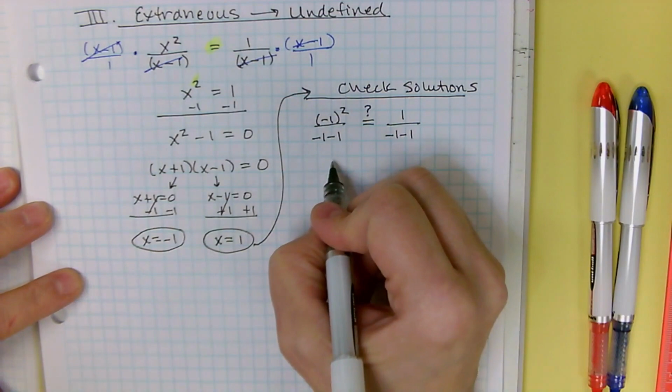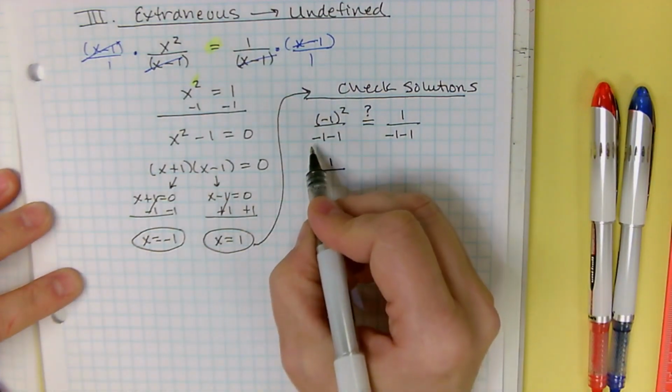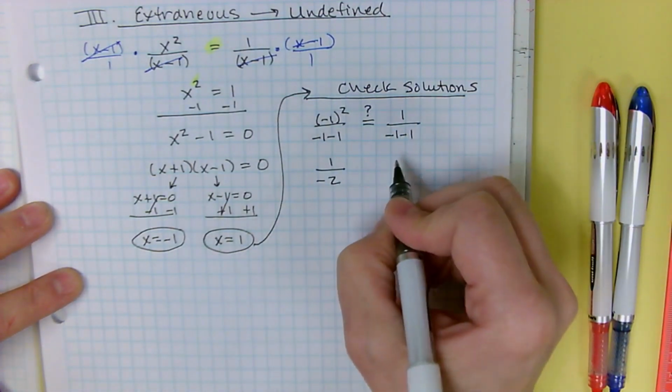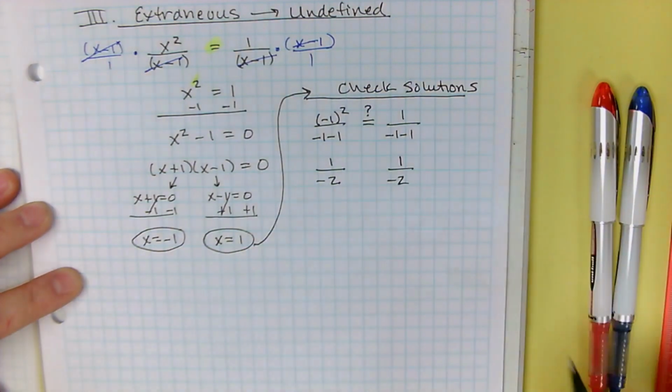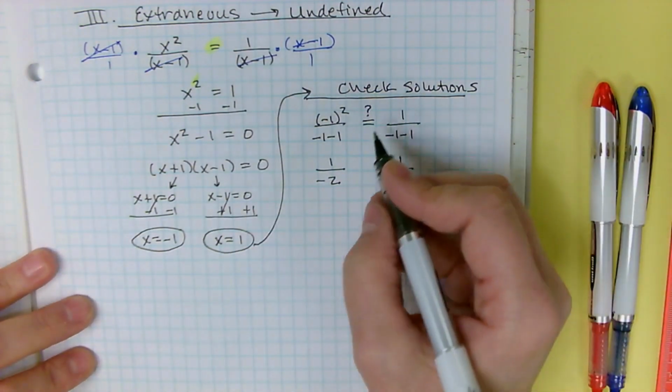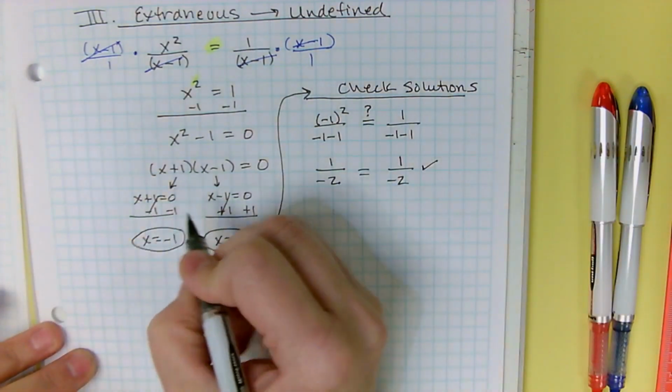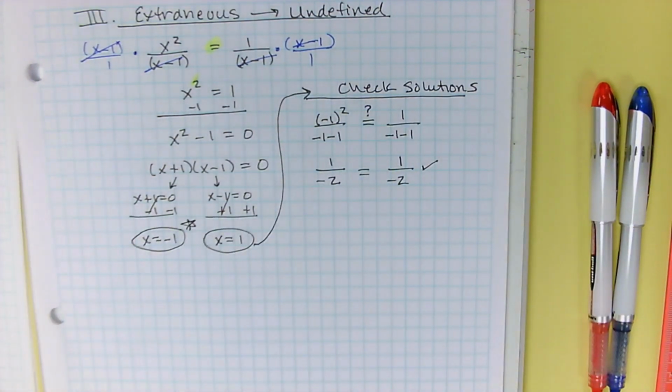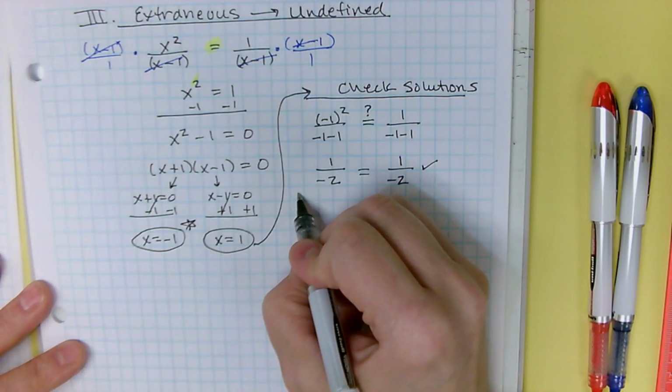Negative 1 times negative 1 is positive 1. And negative 1 minus 1 is negative 2. So yeah, I'm getting the same on both sides, and neither one has a 0 in the denominator. So yes, negative 1 is a good solution.